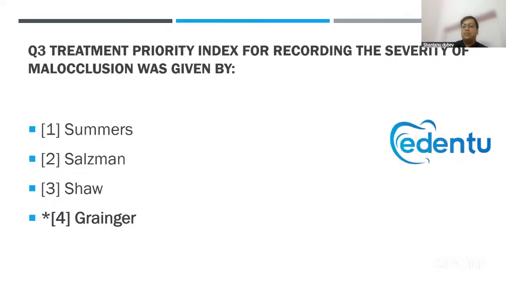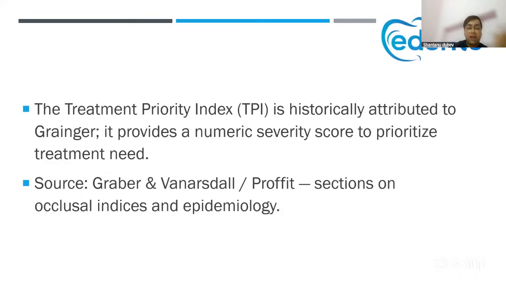Another index. Deliberately, I put this question here. Treatment priority index for recording the severity of the malocclusion was given by whom? The answer is Granger. It is a very boring factual question. If you remember it, good. Don't remember it, I don't have anything to blame you. The question is such that you might not remember it. Okay, but I want you to remember the things around it.